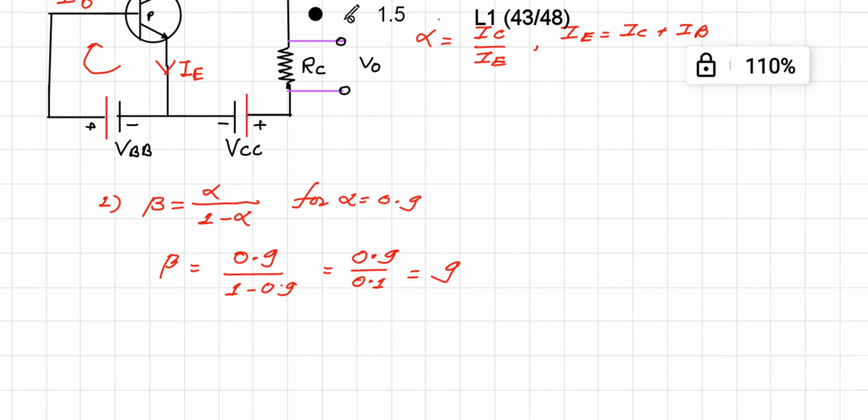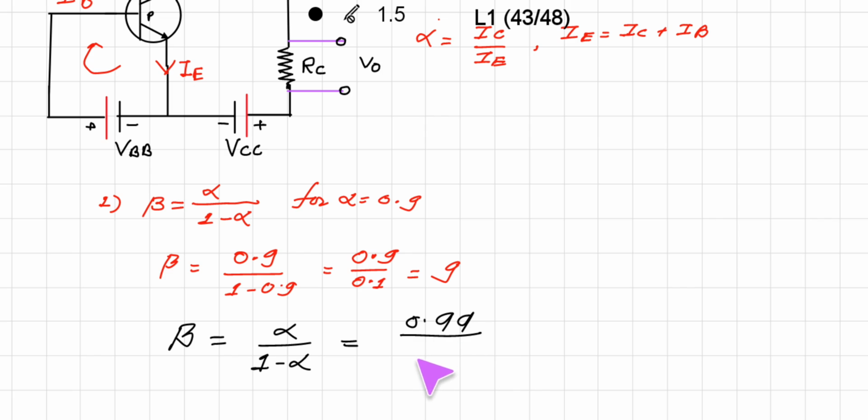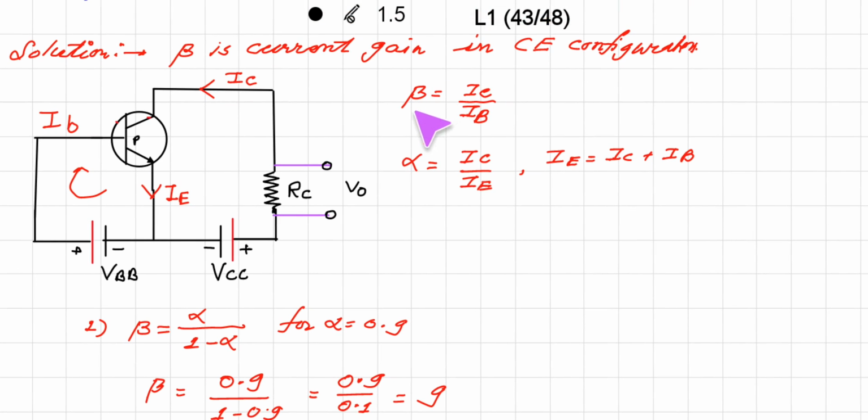Similarly, we can find out beta. So here the second value of alpha is 0.99. So you can say that beta is equal to alpha upon 1 minus alpha. So that is equal to 0.99 divided by 1 minus 0.99, and that is equal to 99. So this way we can find out the value of beta. So remember the relation between beta and alpha, and the relation that is beta is IC upon IB and alpha is equal to IC upon IE for further problem solving. Okay, thank you.